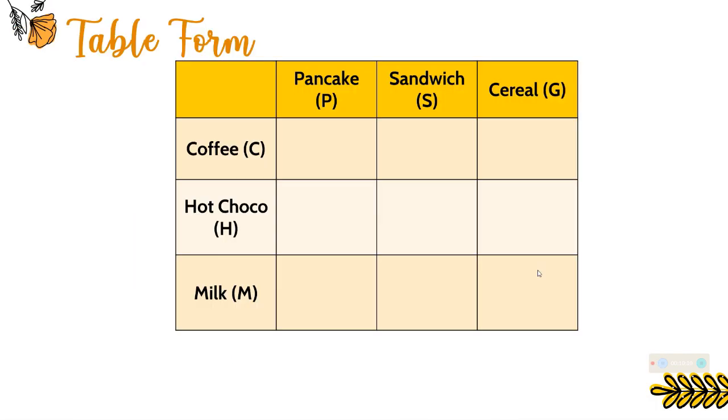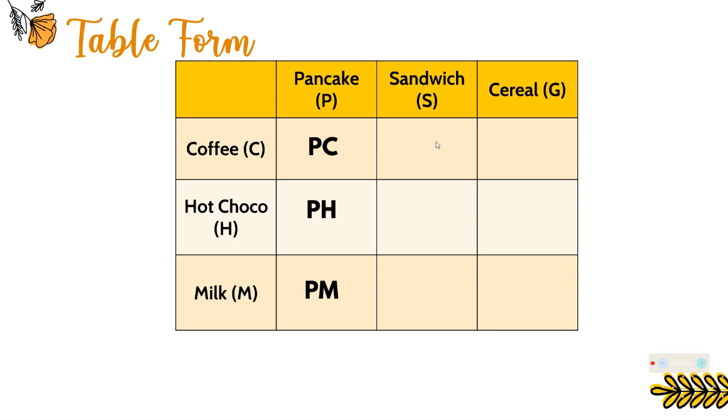Next, if we are going to use the table form, we have here P for pancake and C for coffee, H for hot choco, M for milk. Then sandwich for S, and then G for cereal, because I already have C for coffee. So that's why I used G for cereal.